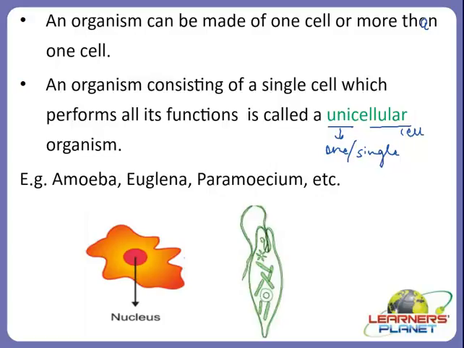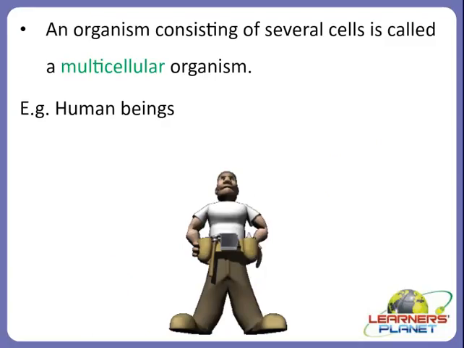Now here we discussed that an organism can be made of one or more than one cell. So what do we call an organism which consists of more than one cell, which is not only made up of a single cell? Yes, an organism consisting of several cells is called a multicellular organism. As we know that cellular means cell and multi means many, means more than one.